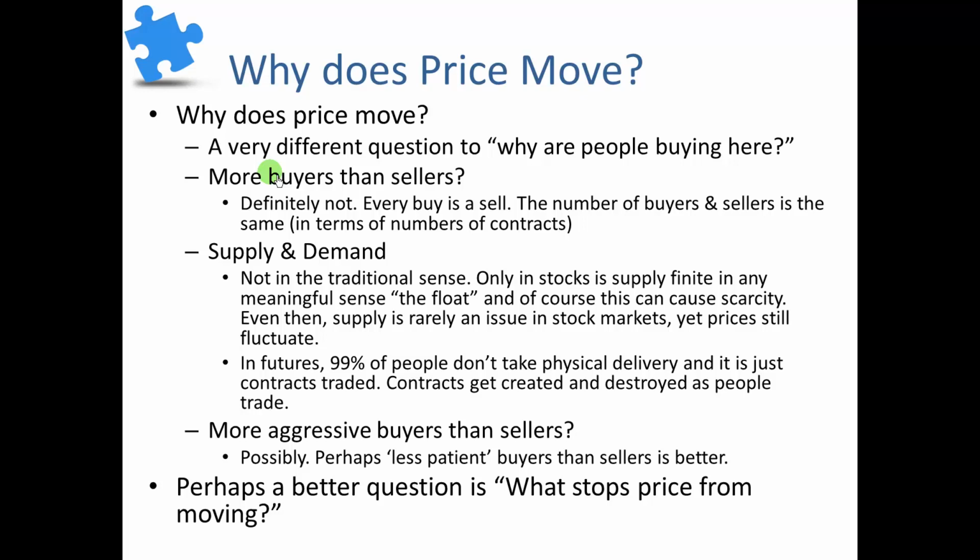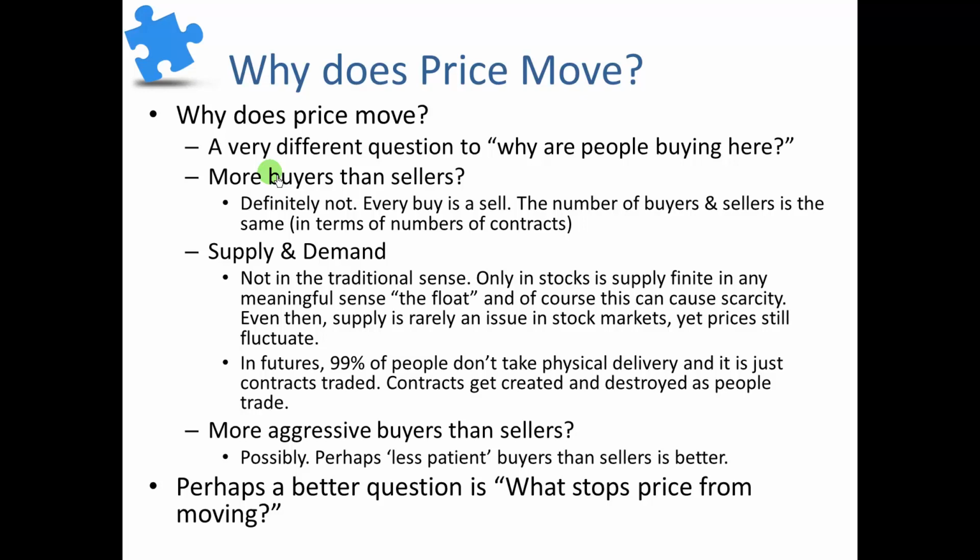Now, some people will say price moves because there are more buyers than sellers. The market purely exists to match buyers and sellers, so a trade cannot take place without a buyer and a seller. In a way, this could have you thinking that order flow is total nonsense, because why would you analyze the flow of orders when every buy is also a sell? One cancels out the other, right? But it's not really more buyers than sellers.